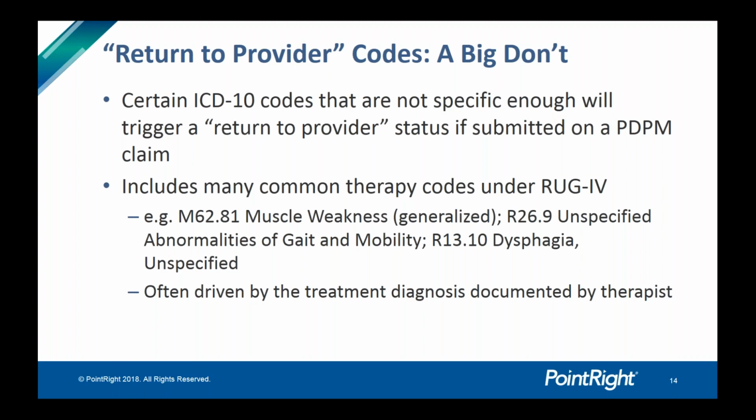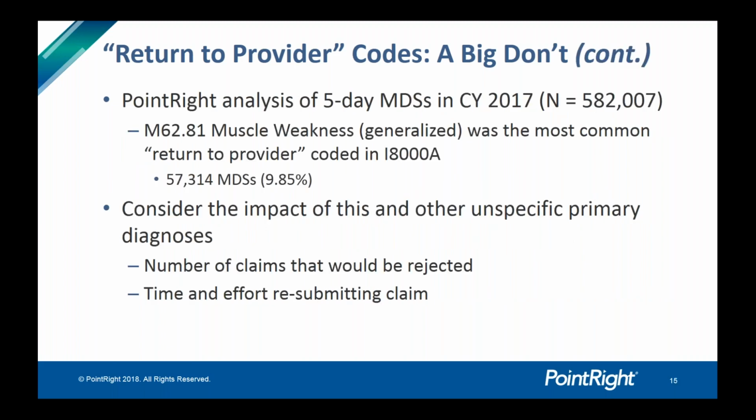So M62.81, generalized muscle weakness, R26.9, unspecified abnormalities of gait and mobility, R13.10, dysphagia unspecified. Any of those sound familiar? Those would be returned to provider codes. And as I said, there's nothing wrong with the codes themselves. They're just not specific enough, and you should be able to get a higher level of detail on that.